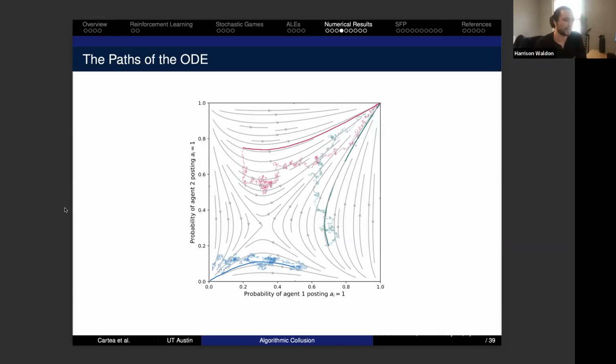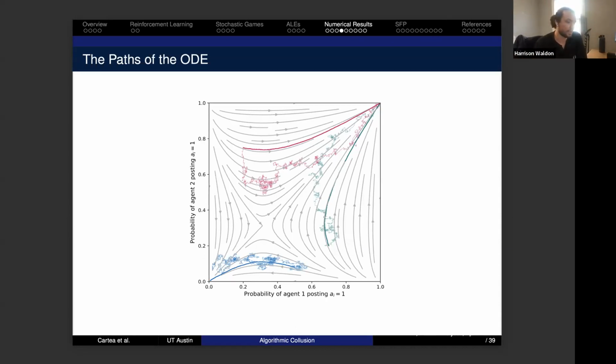So the gray lines here represent a field plot of the ODEs. So you see, they are a pretty excellent approximation of the algorithm with small learning rates, and the approximation doesn't break down too poorly as the learning rate grows. So we end up going to the same place.